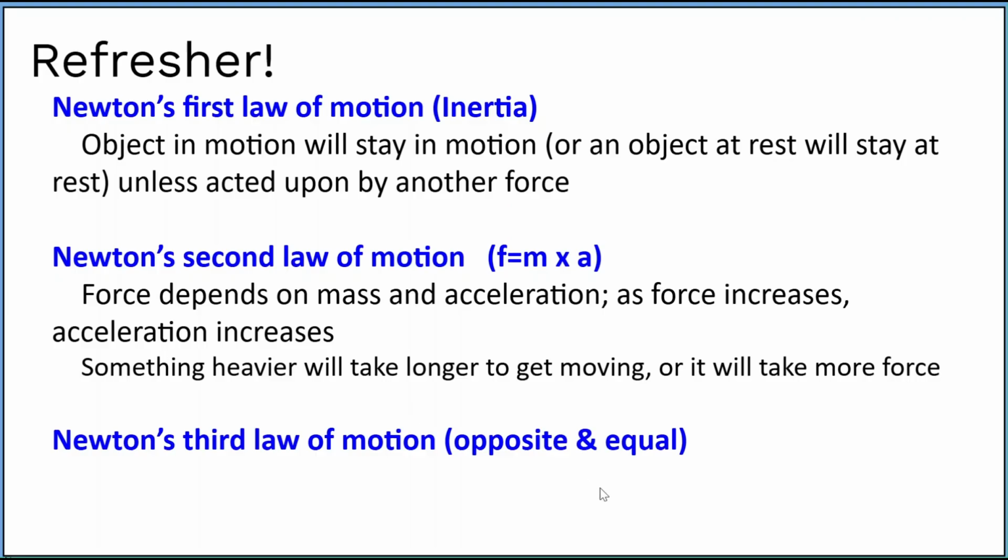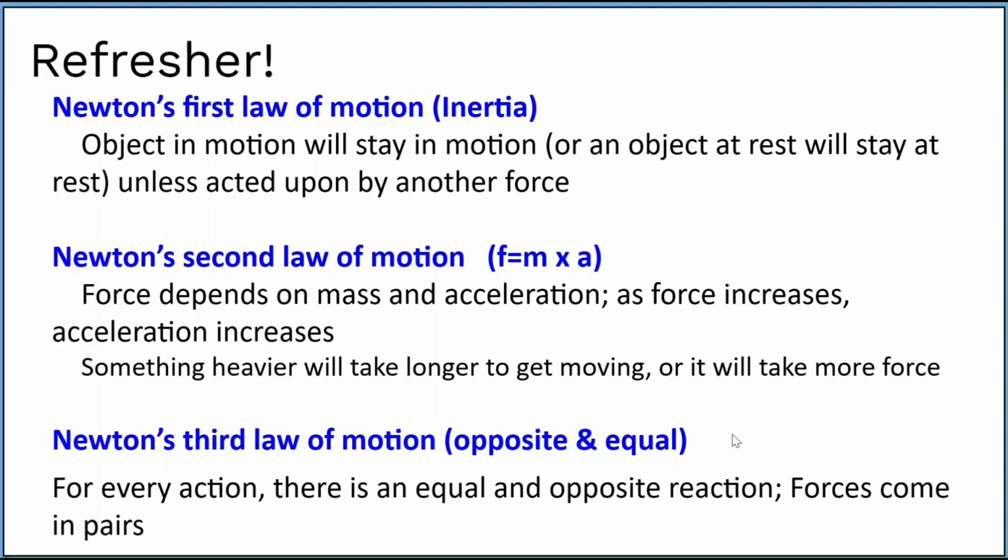Newton's third law of motion, that's the one about opposites and equals. It says for every action there is an equal and opposite reaction. Forces come in pairs. So you're going to have one force maybe moving upward at 27 newtons, and there will be an equal and opposite force. So equal, it'll still be 27 newtons, but if our first force was going up, the second force is going to be going down.